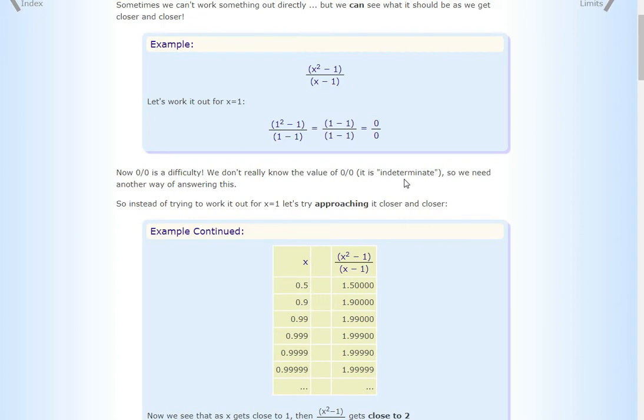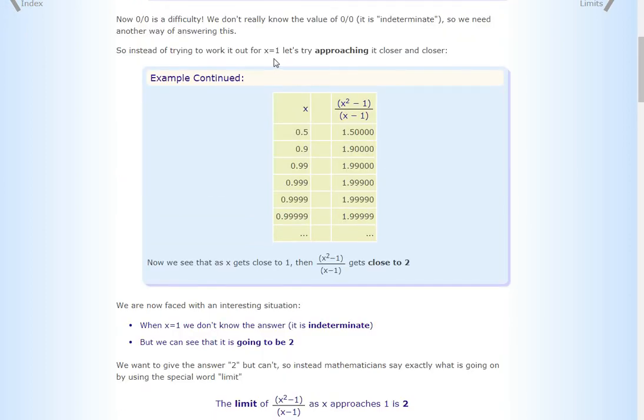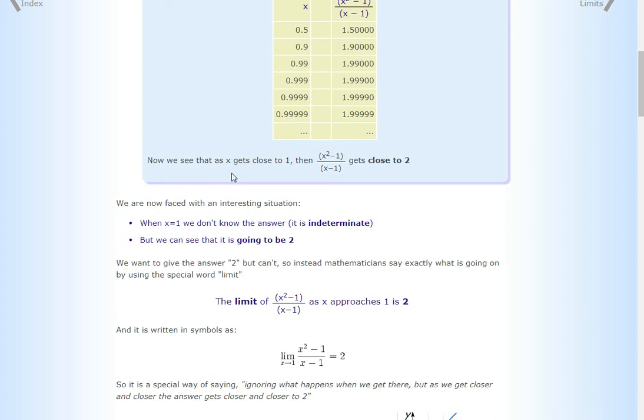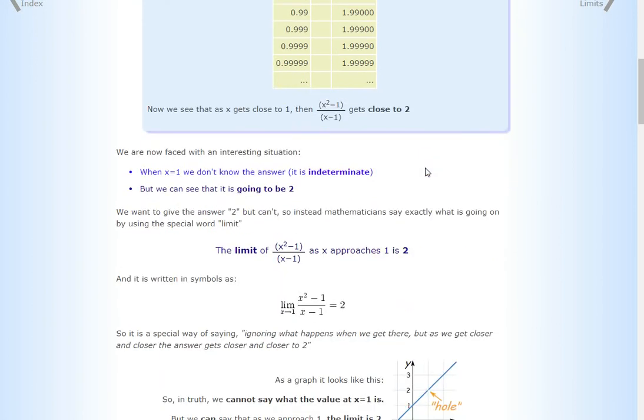Since we don't really know what the value is, we have to find another way to answer this. So instead of trying to plug in 1 and see what we get, we are going to approach it closer and closer. For my input values, I'm plugging in values that are getting closer and closer to 1. And if I look at my y values, they are getting closer and closer to what number? Closer and closer to 2. So now you can see that as x gets close to 1, x squared minus 1 over x minus 1 gets close to 2.